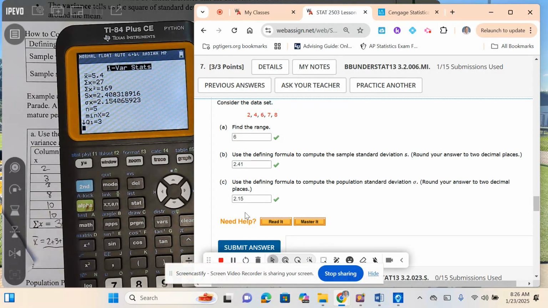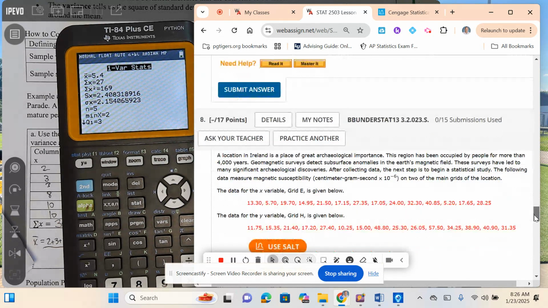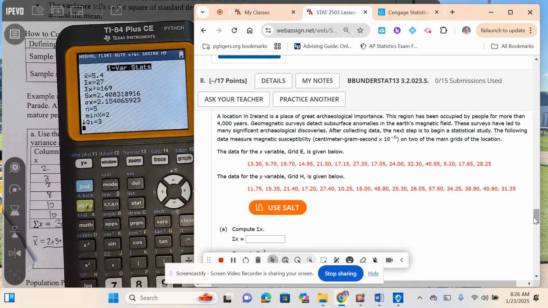Eight's a little time consuming as well, so let's talk about that. We've got SALT back for us though. The location in Ireland is a place of great archaeological importance. The region's been occupied by people for more than 4,000 years. They have subsurface anomalies, and the magnetic field surveys have led to many significant archaeological discoveries. After collecting data, the following data to measure magnetic susceptibility on the 2 main grids are shown below.